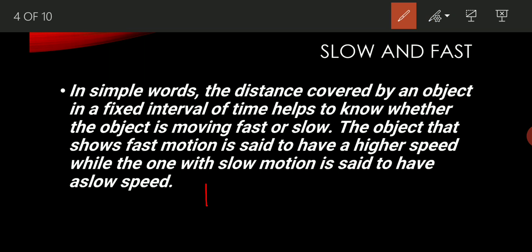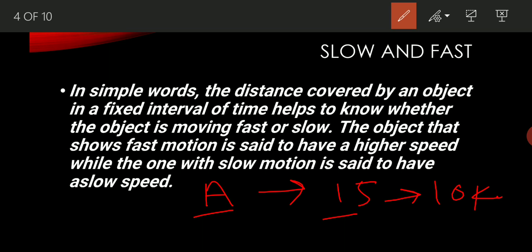But if we are talking about a single object, suppose car A, and we have to know whether car A is moving slow or fast, we can take two different time zones and compare the total distance traveled in them. Suppose car A in 15 minutes first travels 10 kilometers. Clear? And in the next 15 minutes it travels only 5 kilometers.